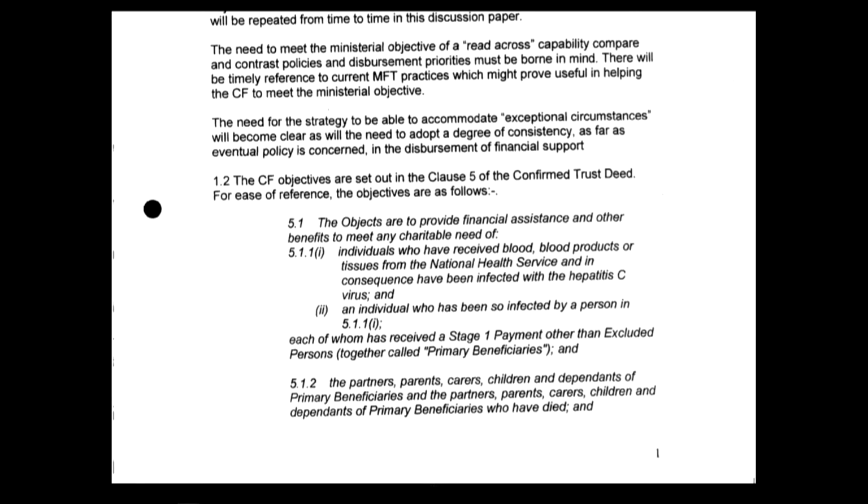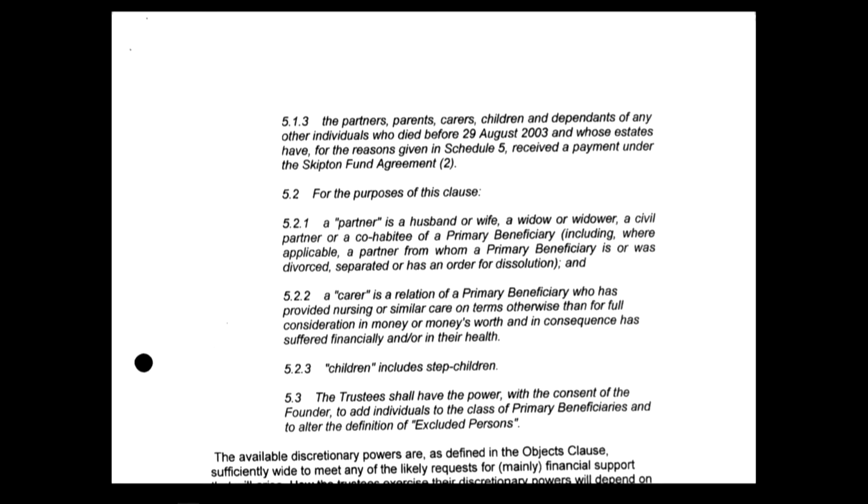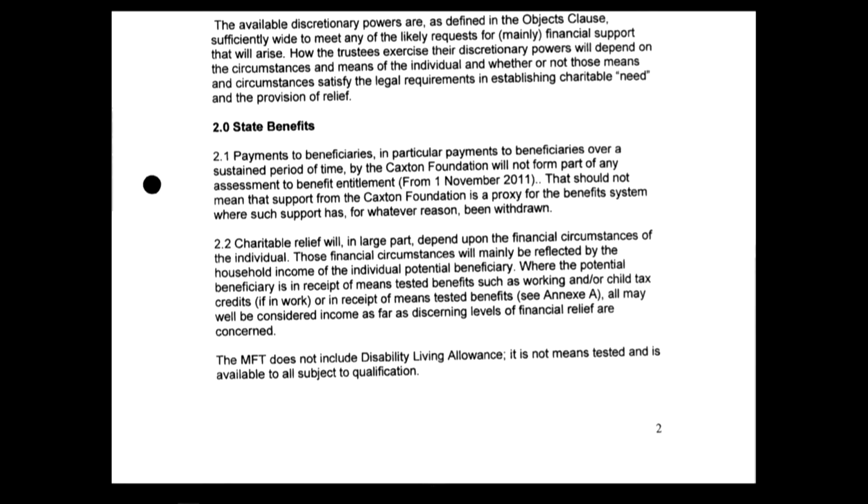that applies. And then, Shamik, if we go over to the second page, to the bottom of that page, we can see a section entitled State Benefits, and at paragraph 2.2, it says charitable relief will in large part depend on the financial circumstances of the individual. The financial circumstances will mainly be reflected by the household income of the individual potential beneficiary, and where the potential beneficiary is in receipt of means-tested benefits, or non-means-tested, such as working or if in work, or in, I think it must mean then on non-means-tested benefits. It said means-tested benefits twice. All may well be considered income as far as discerning levels of financial relief are concerned.